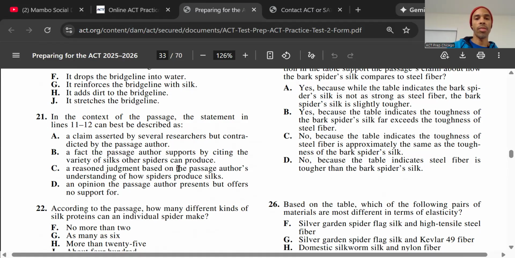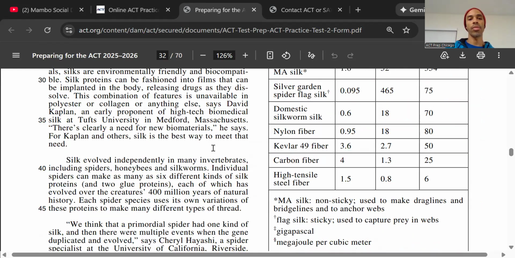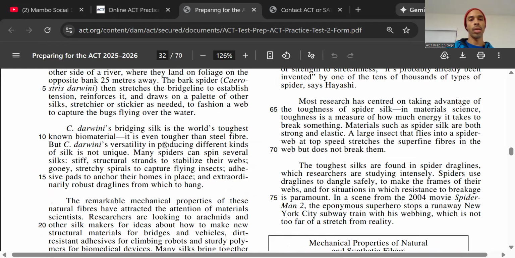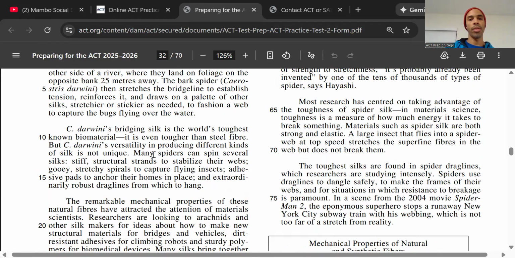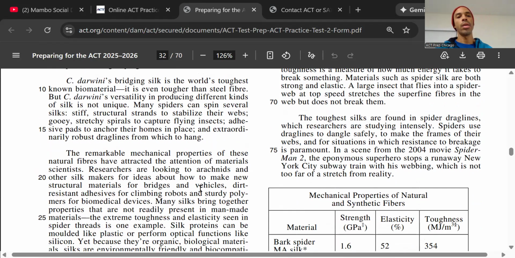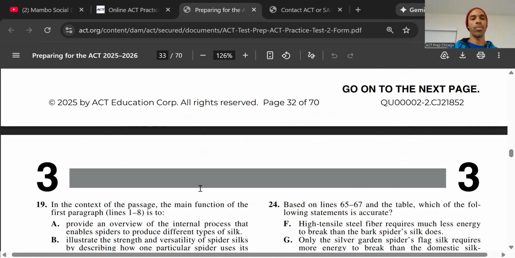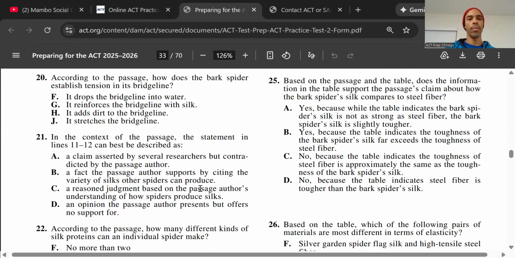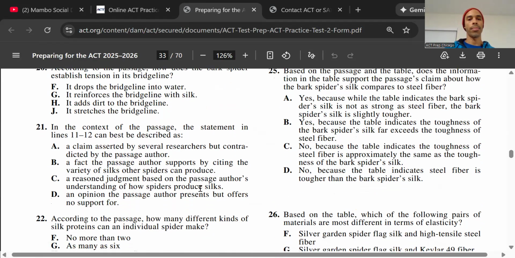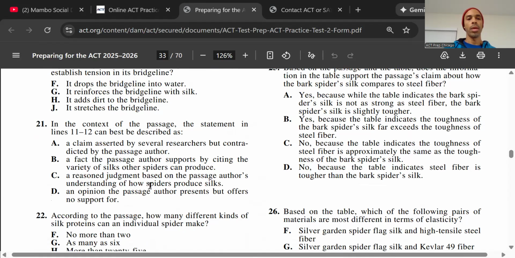A reason judging based on the passage author's understanding of how... No. An opinion? No, it wasn't an opinion. It was B. It was a fact the passage author supports by citing the variety of silks other spiders can produce. That's what he did, right? He said, right after that, many spiders can spin several silks, and then he goes on to the variety of different types of silks that spiders can produce. So definitely B.